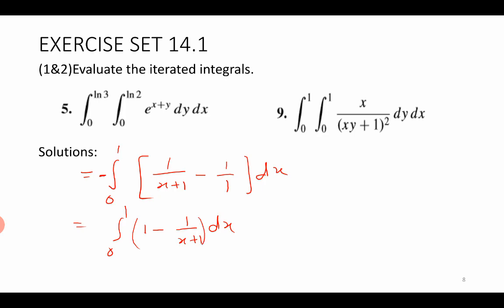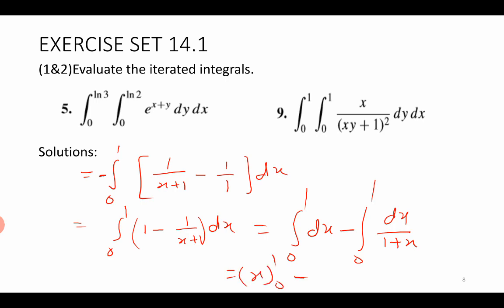Now integrate with respect to x. What do you get? First you can separate 0 to 1 dx minus 0 to 1 dx over 1 plus x. So first one is x from 0 to 1 minus second one is ln of x plus 1 from 0 to 1. Now substitute upper and lower limit. The first term becomes 1, second term becomes minus, when x is 0, ln 1 is 0, x is 1, ln 2. So 1 minus ln 2 will be the answer.